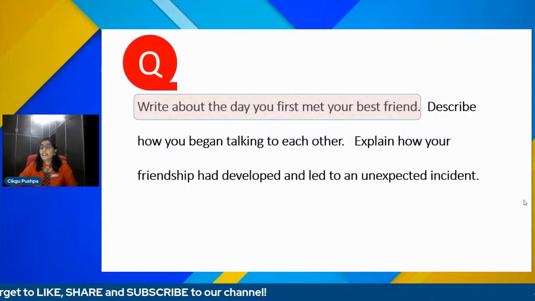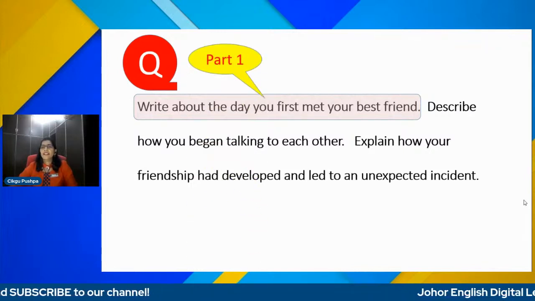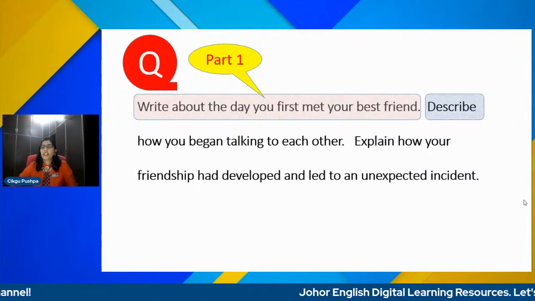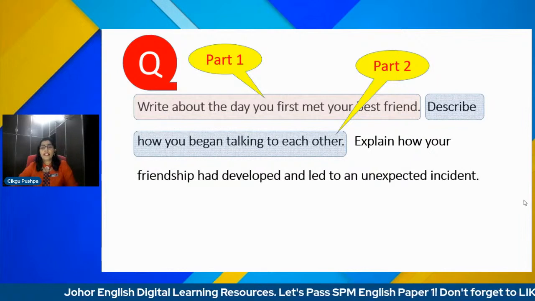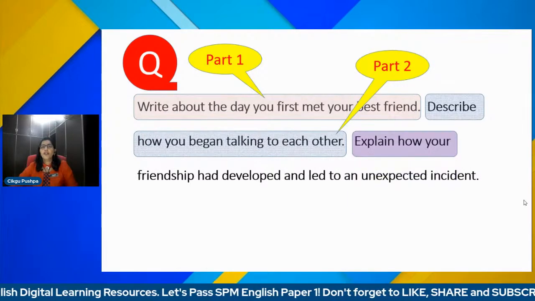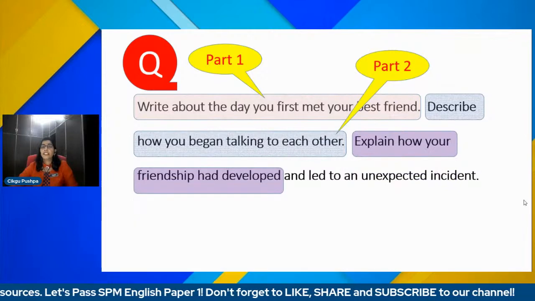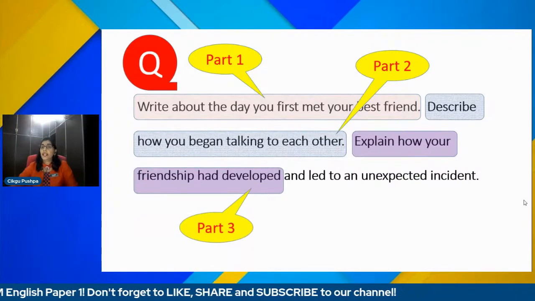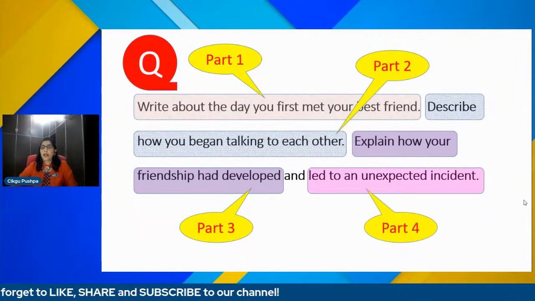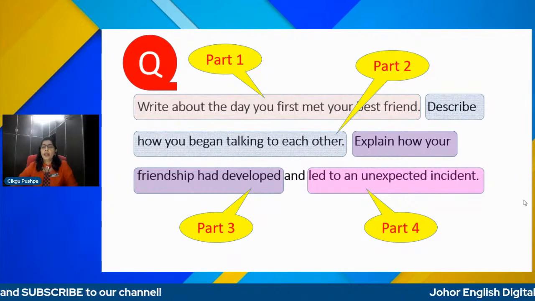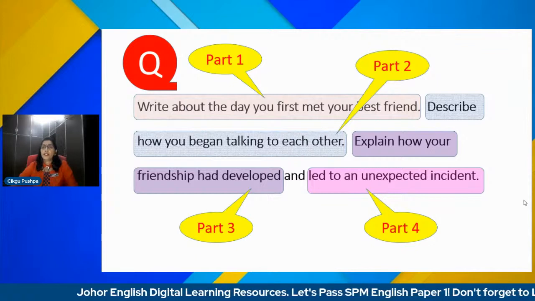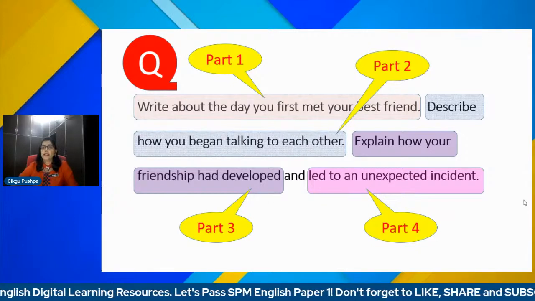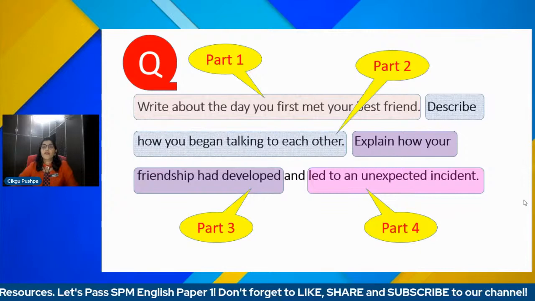So this is part, yes, come on. Yes, part 1. Describe how you began talking to each other. This is part 2. Very good. Okay, what is next? Yes, explain how your friendship had developed. This is part 3. And led to an unexpected incident. So this is part 4. So in this question, you have 4 parts. So what are you supposed to do? Yes, in order for you to write an essay, you have to answer all 4 parts. And then your essay is fully treated.